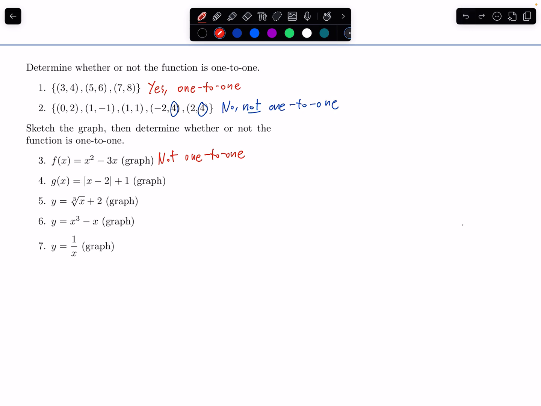Okay, number 4, absolute value. As soon as I see absolute value, I know it's going to have this general V shape, right? Okay, general V shape. And so a V shape is going to fail the horizontal line test too, right? It's going to cross at 2 points if I draw a horizontal line. But let's graph the thing.